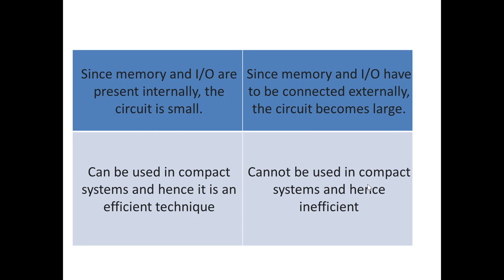Every microcontroller has a separate technique. Depending upon the use, the size will vary and the application may vary. But a microprocessor cannot be used in compact systems, hence it is inefficient, because a typical computer will occupy more space, so we cannot make it compact. We need all components to be clubbed.